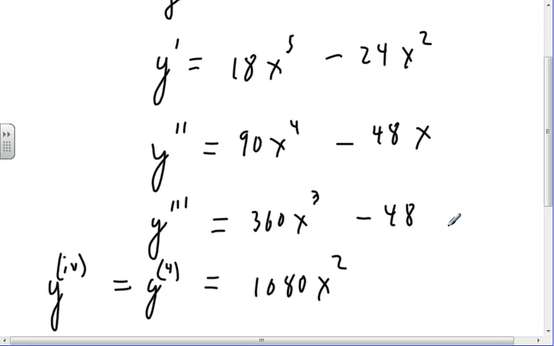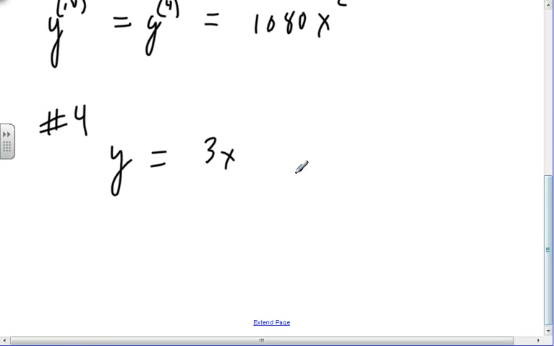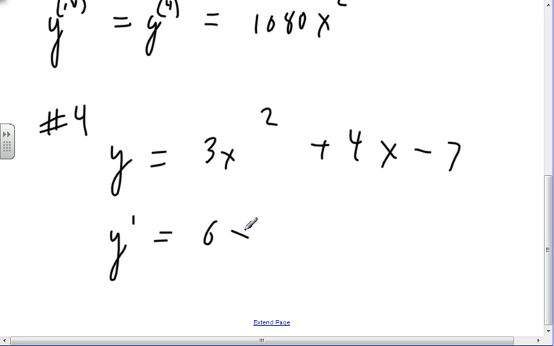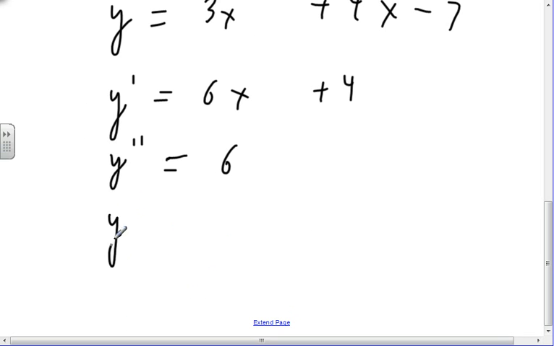So when in doubt, look in the back of the book. Apply the rule that applies. If you don't see a rule, then open your eyes that I may see. Let's see, plus 4x minus 7. Y prime equals 6x plus 4. Y double prime equals 6. Y triple prime equals 0.